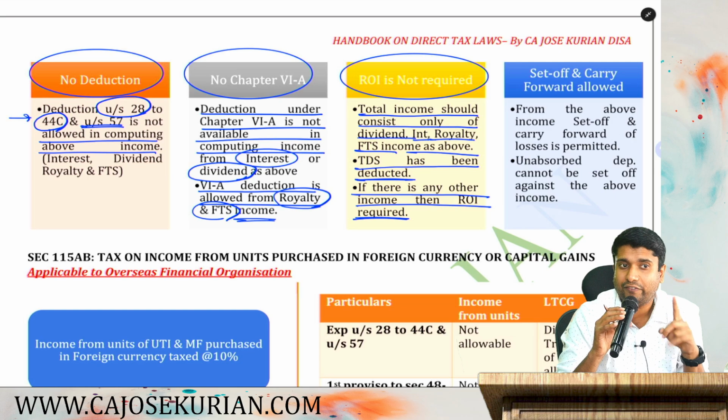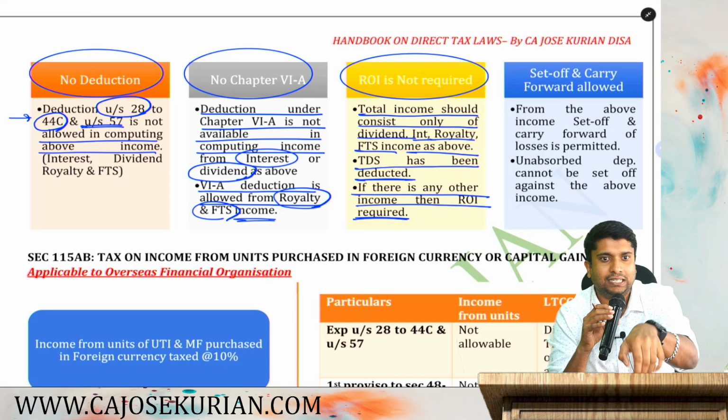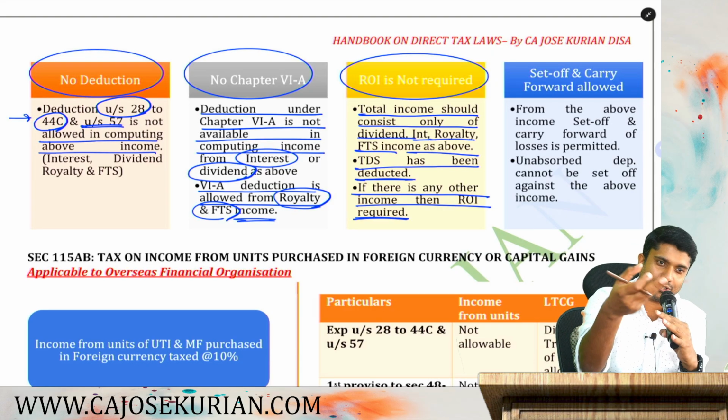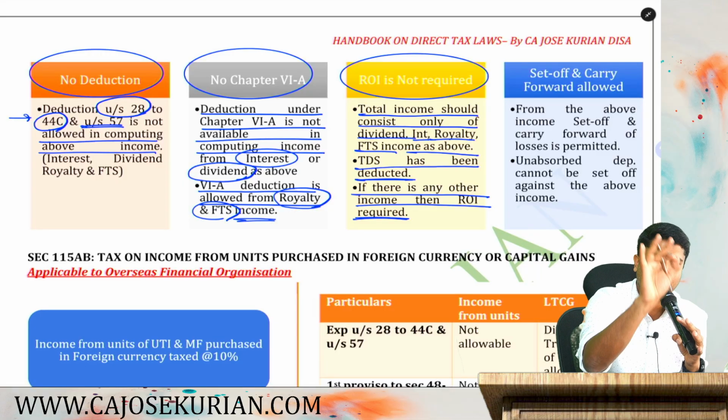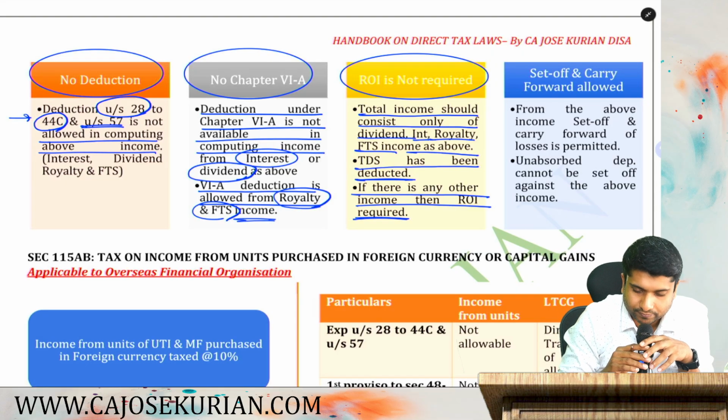But if you have any other income, you need to mandatorily file return, whether or not the other income is subjected to TDS. If you have any other income and it is also subjected to TDS, it doesn't matter. Have other income, file return. Are you all here?